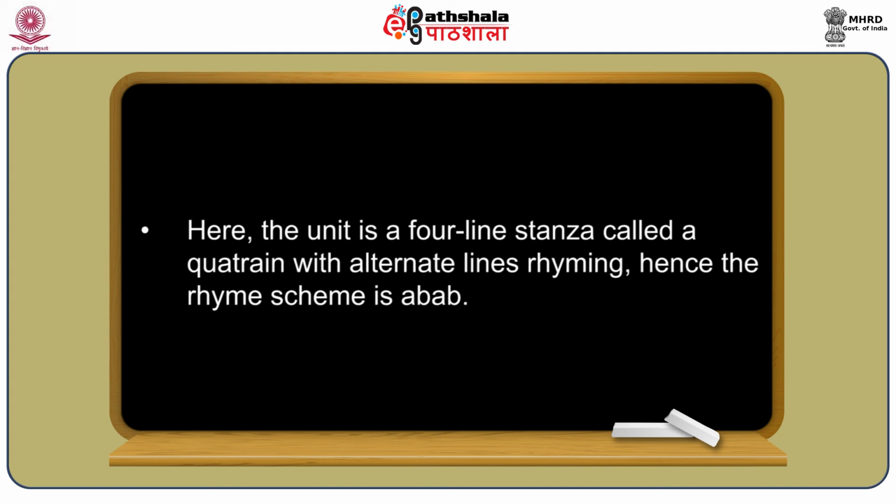What are the last syllables? Day, temperate, May, date. So after day and May, A is one rhyme. The first line ends with day, so the rhyme scheme is A. The third one is May, that is also A. The second one is temperate, and date, line 2 and line 4, B B. So ABAB is the rhyme scheme here, and the number of lines is 4. The stanza is a 4-line stanza called a quatrain.